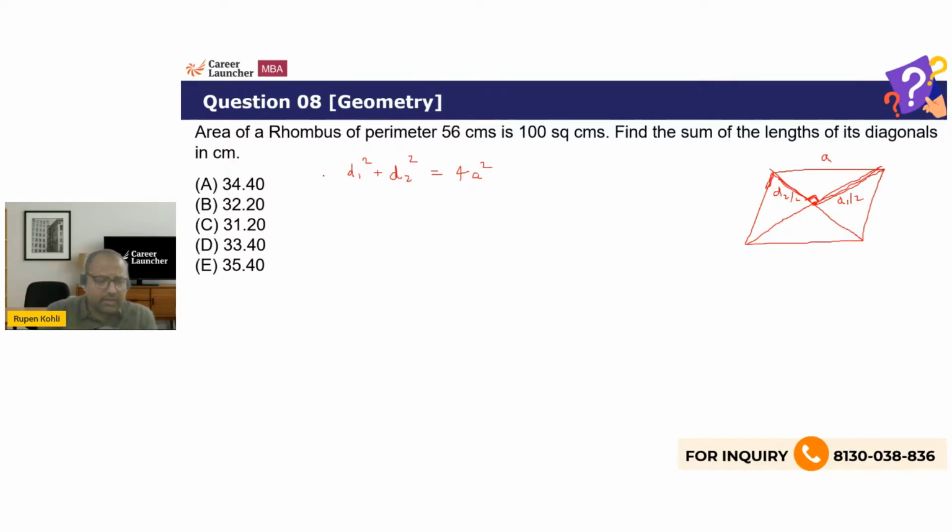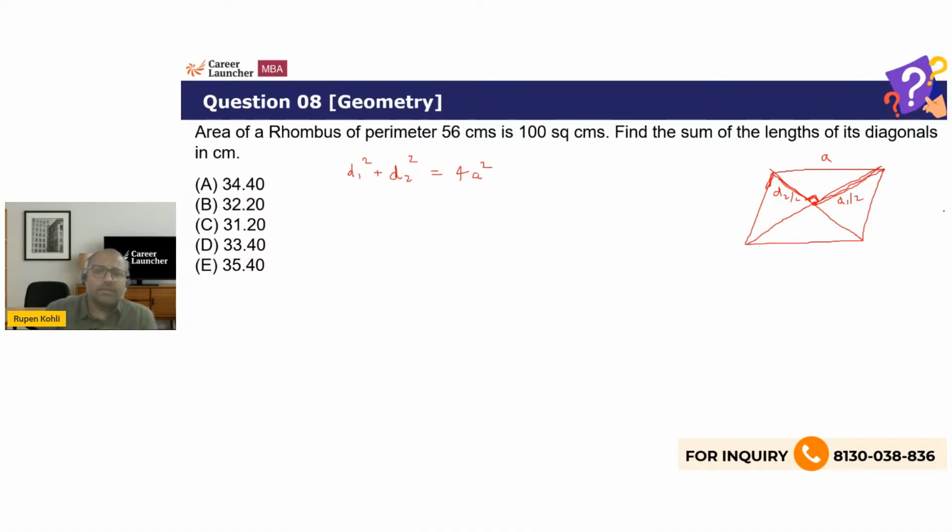So this is a standard relationship that always is there in a rhombus. I hope you know this. If you don't, please note this. For a rhombus, d1 square plus d2 square equals 4a square, right? In this right angle triangle, d1 by 2 whole square plus d2 by 2 whole square equals a square. So 4 goes on the right hand side, we have this.